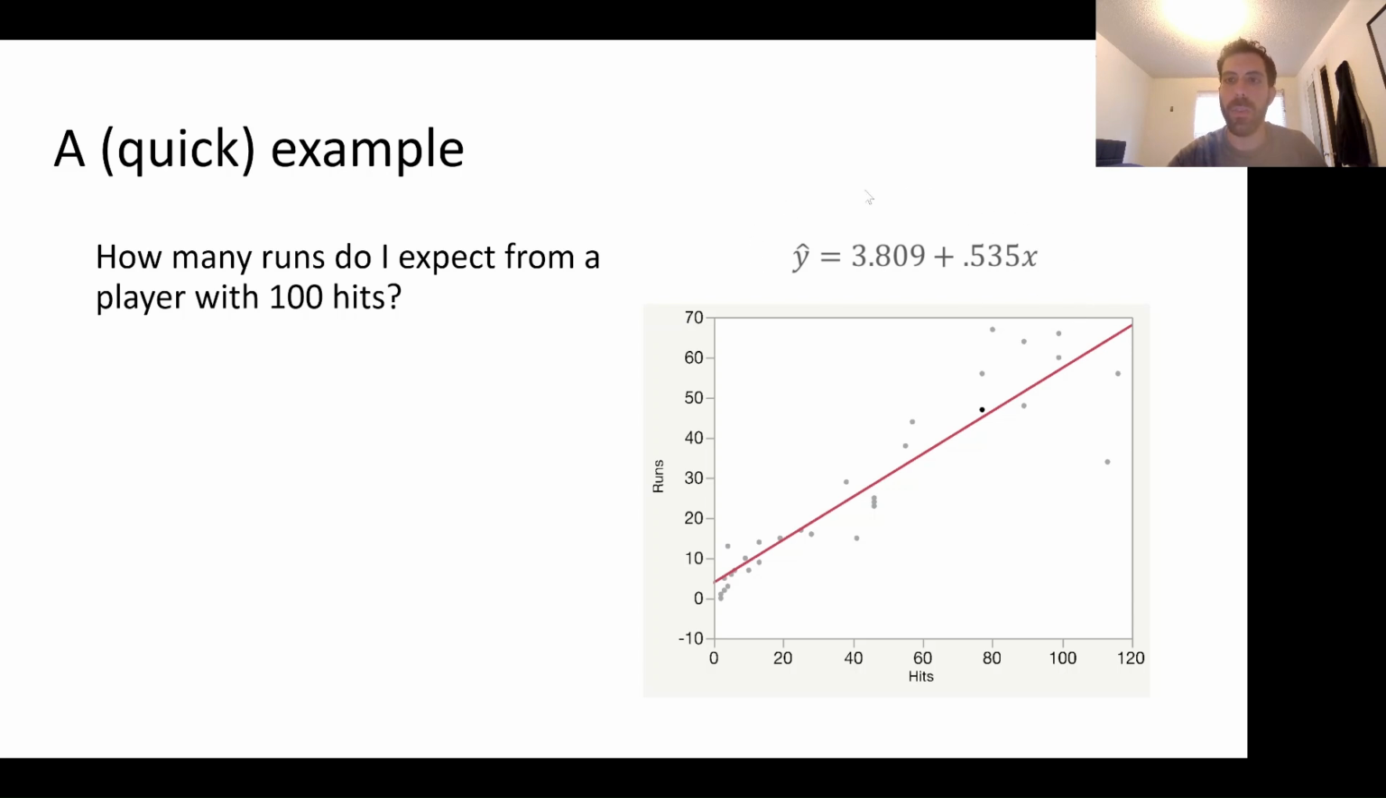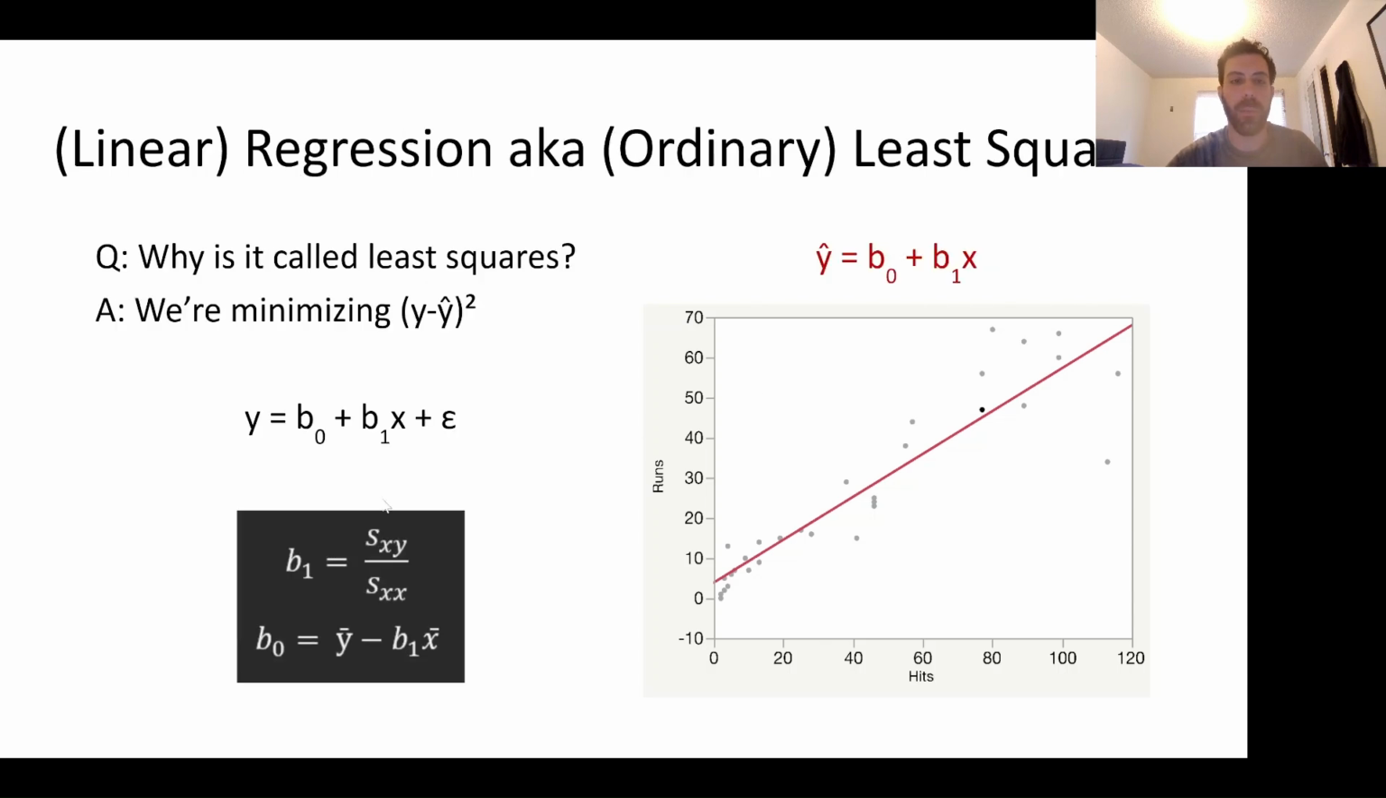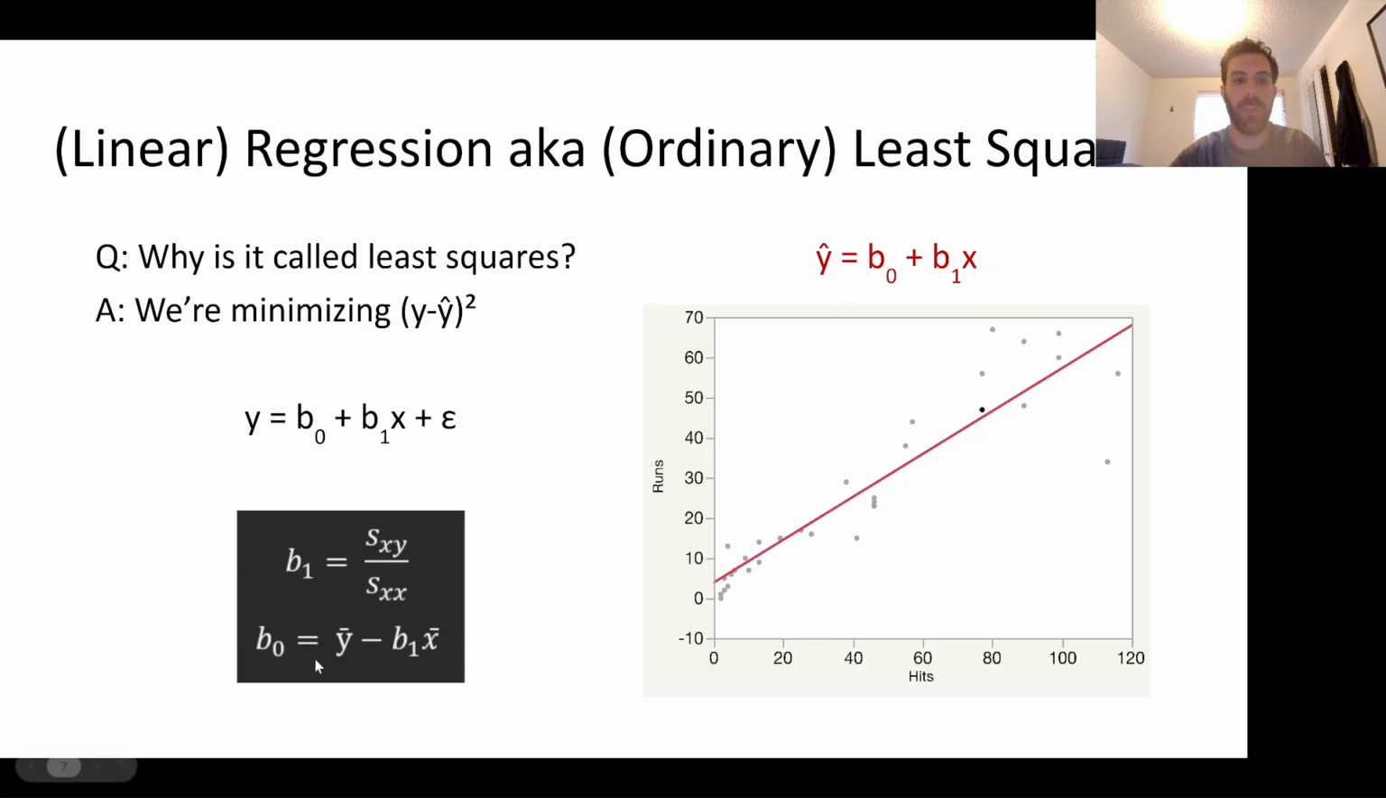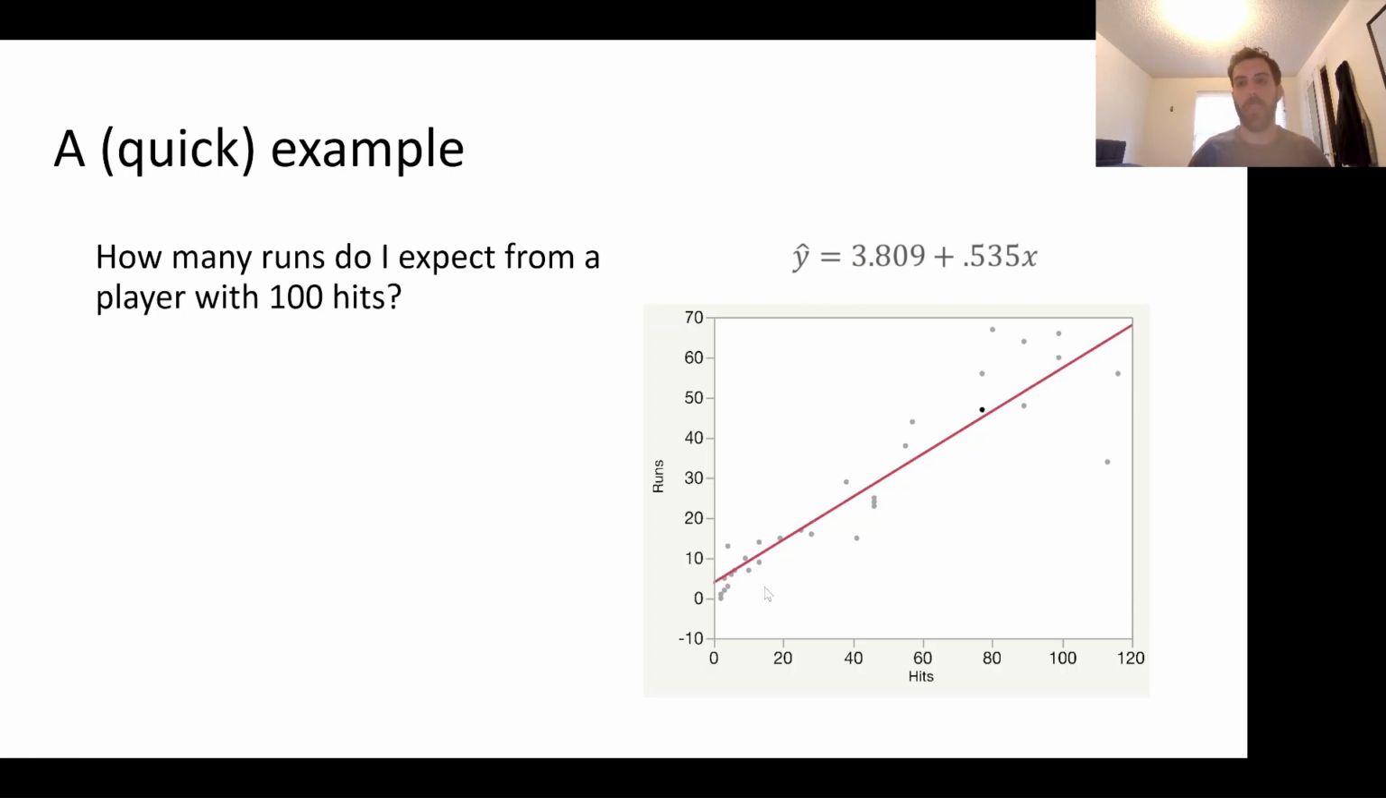So using this regression line, which again is derived from the formulas on the previous slide, right? So our beta 1, our 0.535, came from the covariance of x and y divided by the variance of x. And then our beta 0 came from this relatively simple formula, once we have the slope anyway. So let's practice. I want you to think right now. Please estimate. Don't spend a lot of time being exact. Just a rough estimate is fine. How many runs would you expect from a player who had 100 hits?